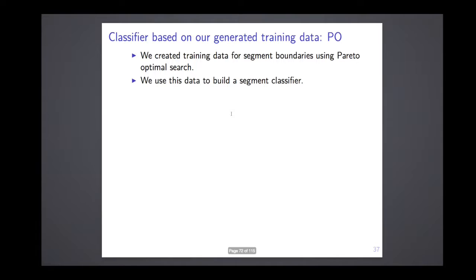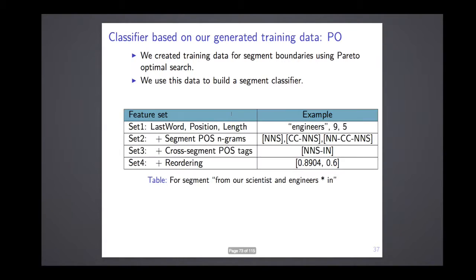So we created the training data using the Pareto optimal search, and then we used it to build a segment classifier. I won't go into a lot of detail about the features, but basically we used a lot of different features that we had actually used before in a paper. We explored more features than this in a previous paper, and these are the ones that worked for us before, so that's what we used. The only thing, I guess, that needs more explanation is the reordering feature.